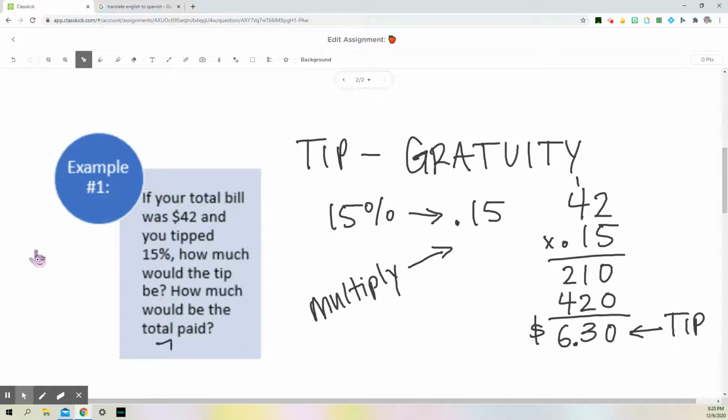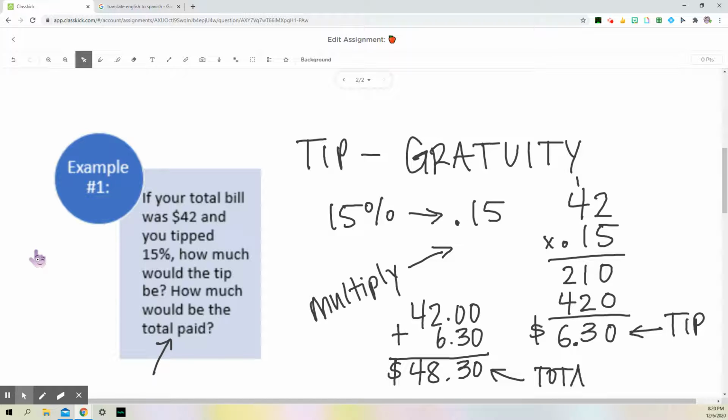How does that affect our total bill? Well, it's going to make it bigger because we're adding to it. We are taking our $42 bill and we are adding the $6.30 to it. And so when we leave the restaurant, we will have paid $48.30. So a tip is something we're adding to the original bill. So the total paid is $48.30.